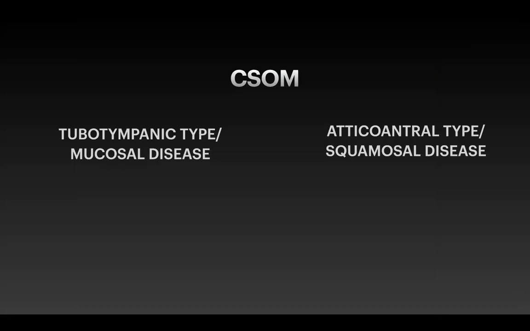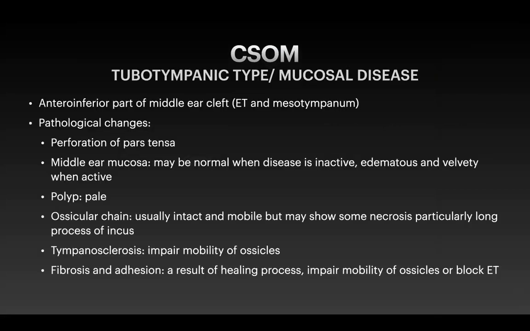CSOM can be divided into tubotympanic type or mucosal disease and atticoantral type or squamosal disease. Tubotympanic type occurs at antero-inferior part of middle ear cleft near the ET and mesotympanum. Pathological changes that can be seen include perforation of pars tensa. Middle ear mucosa may be normal when disease is inactive or edematous and velvety when active. Pale colored polyp may be observed.